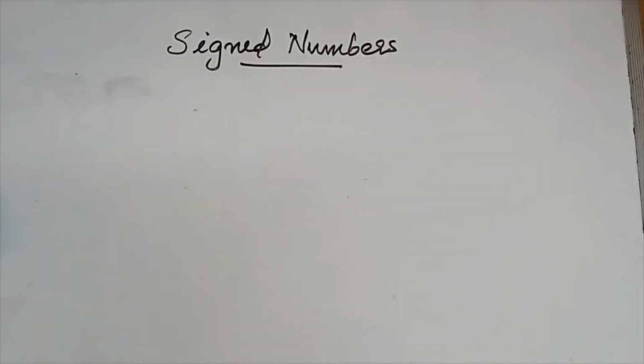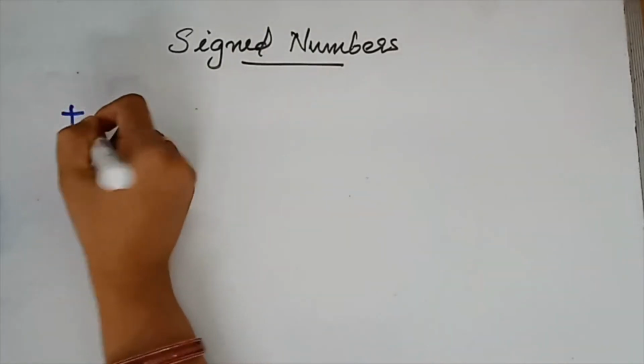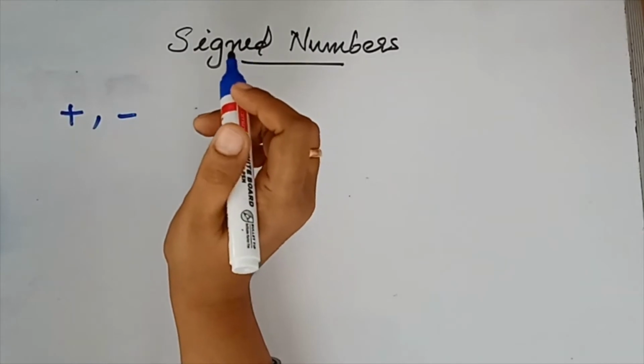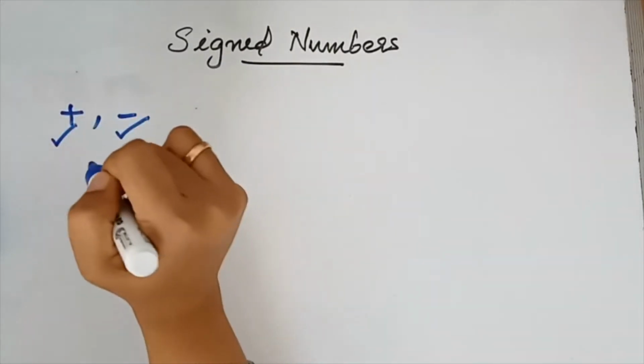So what do you mean by a signed number? Anything with a sign is a signed number. What are the two signs you know? It is positive and negative. A number is either positive or negative. So how do you represent a positive number and how do you represent a negative number?